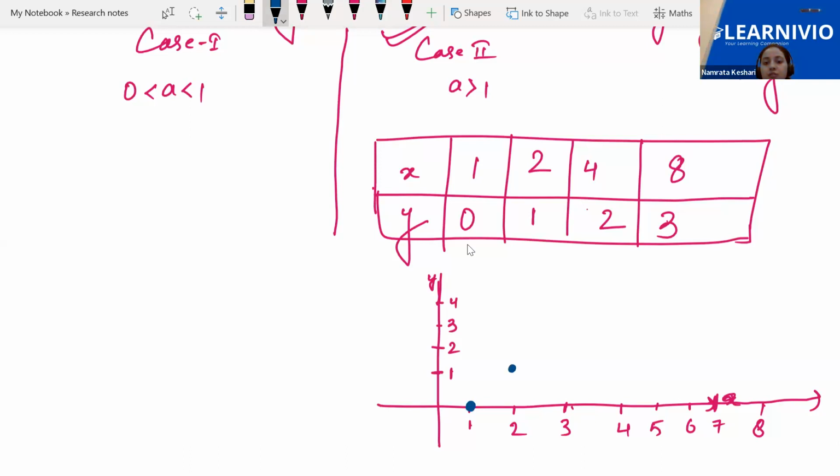2 comma 1. Okay, 4 comma 2. When x is 4, y is 2, this is the point, right? 8 comma 3. This is the point, right? Yes.